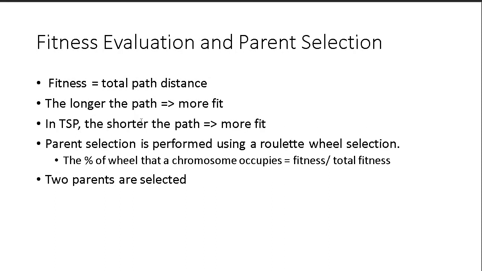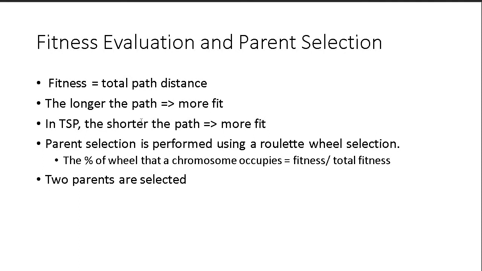Next up, we have fitness evaluation and parent selection. As I discussed before, fitness is going to be the total path distance, which is the cost of visiting every single node at least once. This is basically computed by summing up all the edges. Here, as I stated before, the longer the path, the more fit it is. But in TSP, the shorter the path, the more fit. So just for comparison purposes.